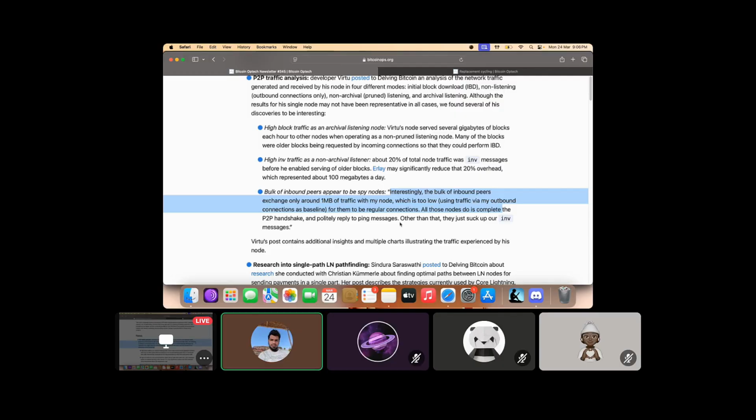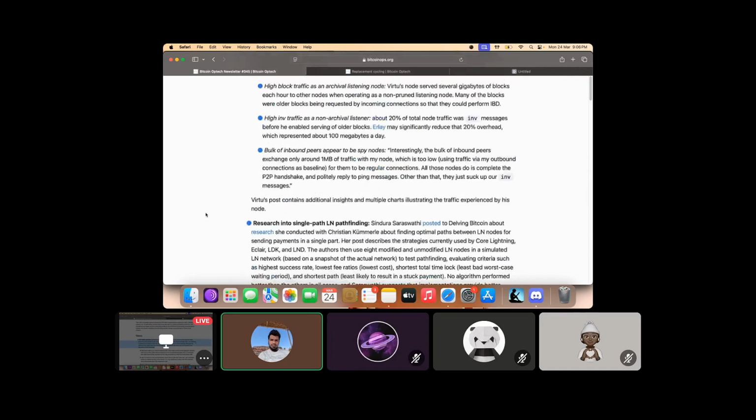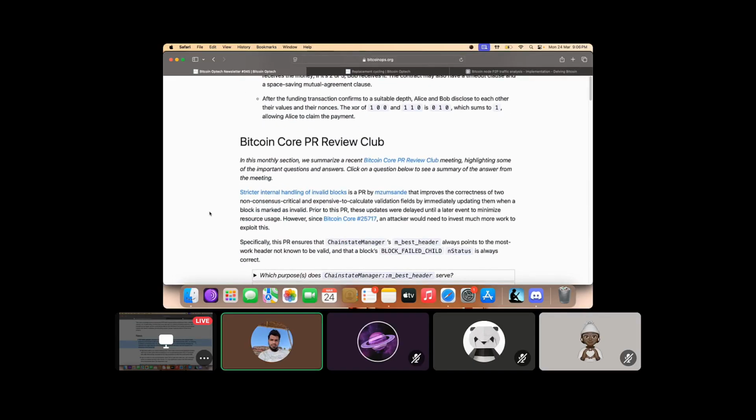So these are some observations made by this developer when they were running the node in three different formats. You can read this in more detail, and also go through the entire newsletter. I wanted to cover the PR review club as well, but the time will not permit us, so you can do it on your own.